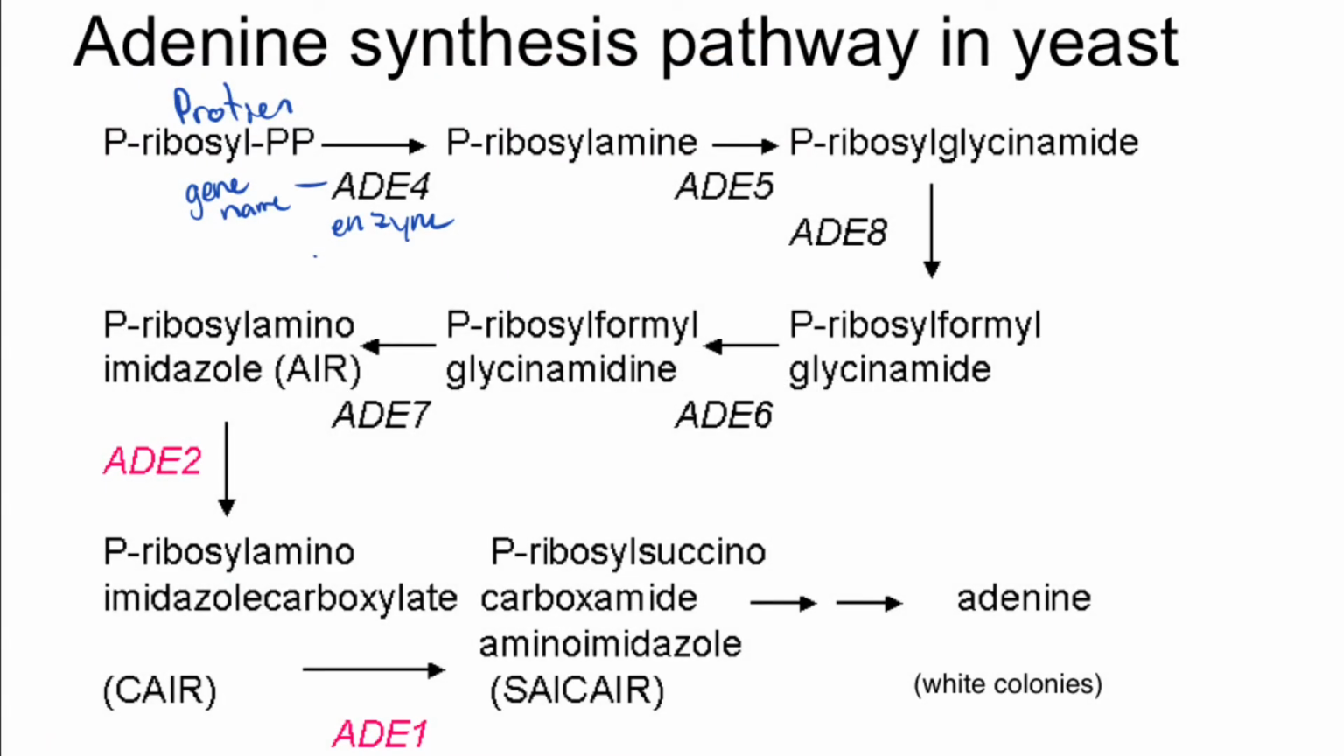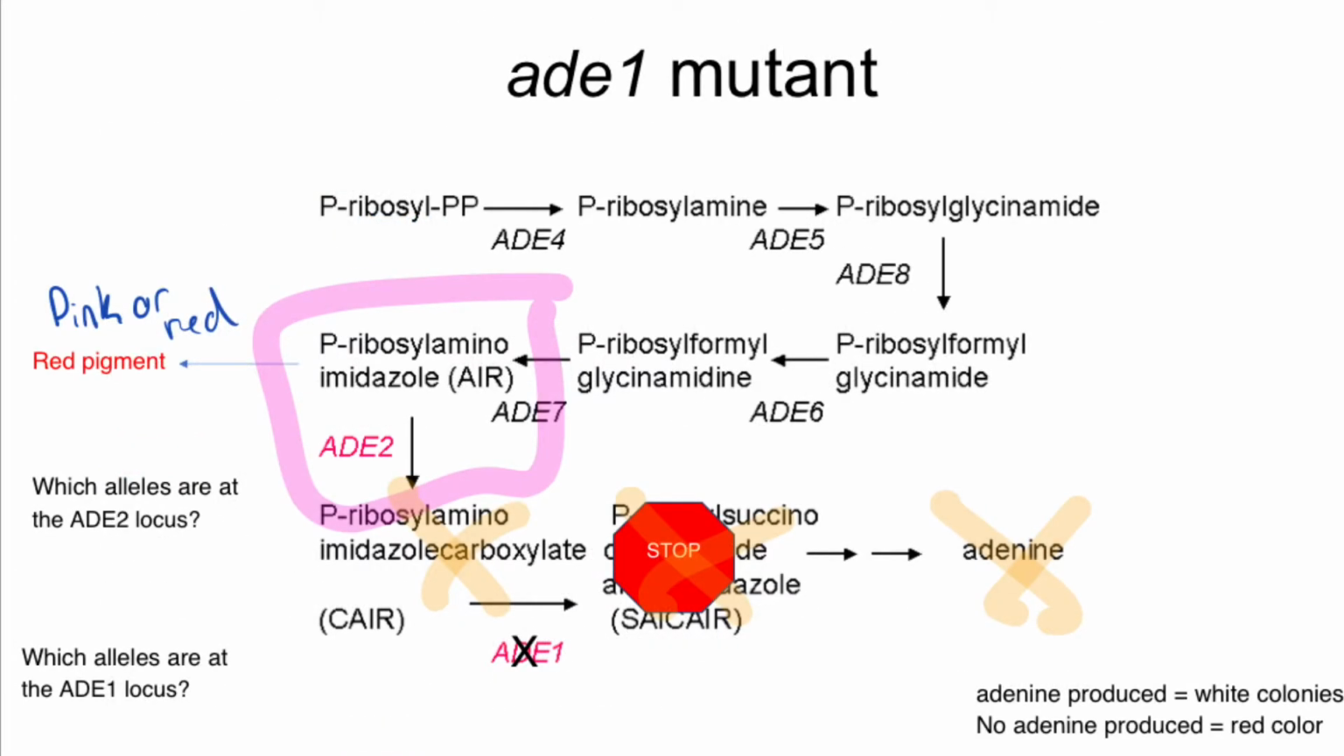Currently being shown is a normal adenine pathway without any mutations, resulting in white yeast colonies. This pathway shows a mutation on ADE1, which results in red or pink yeast colony pigmentation. This is due to the buildup of AIR.